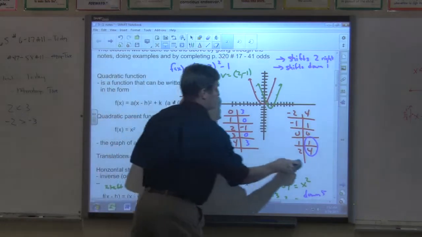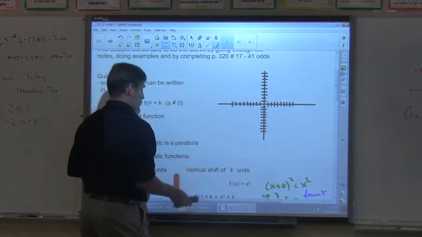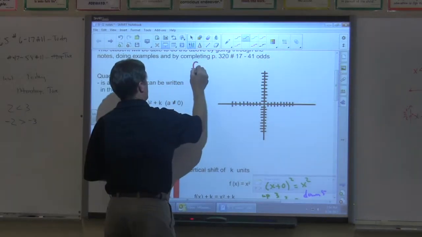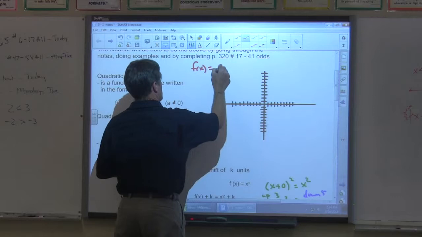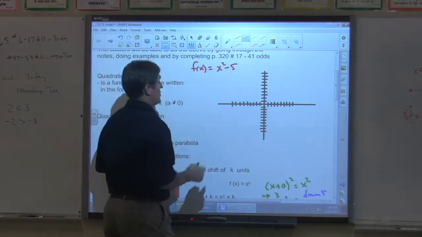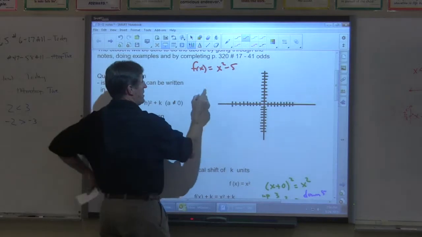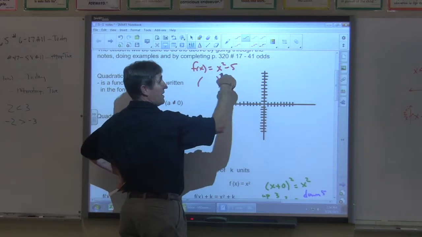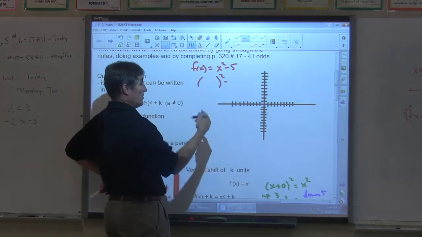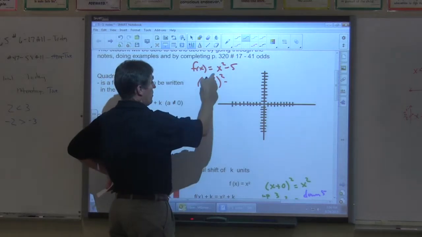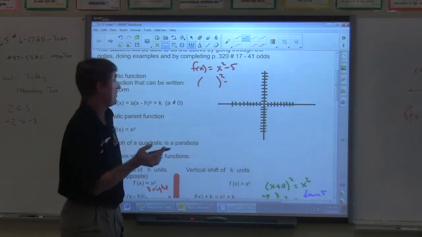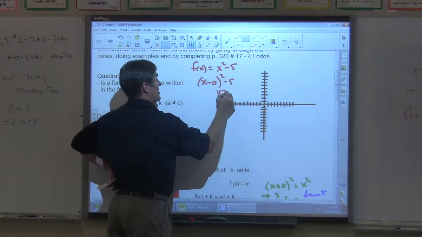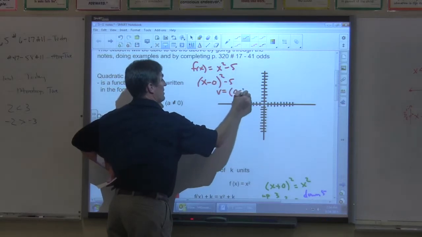Let's do another one. Have f of x equals x squared minus 5. So here's where people get confused on this one. Remember, if it's outside the parentheses, it is a translation up or down. So it's vertical. If it's inside, it's horizontal. Well, because there's no parentheses, sometimes people get confused. This is just (x minus 0) minus 5. So our vertex is located at (0, -5).